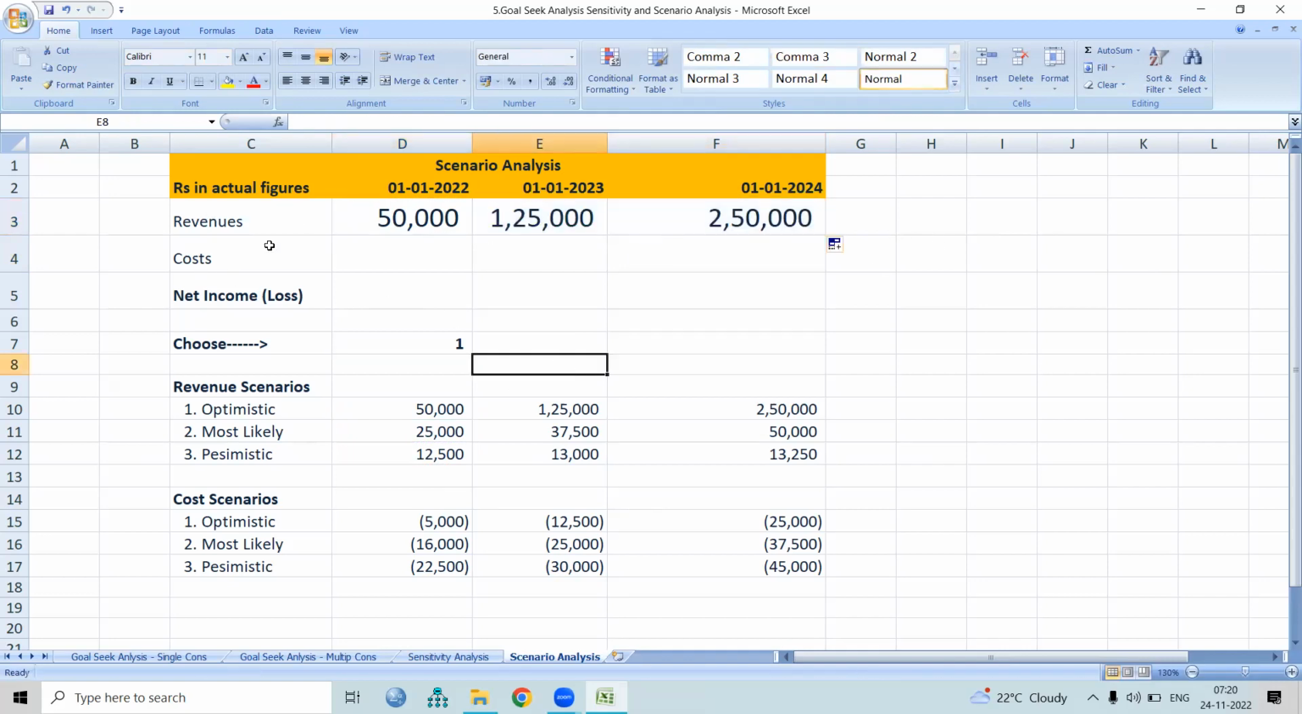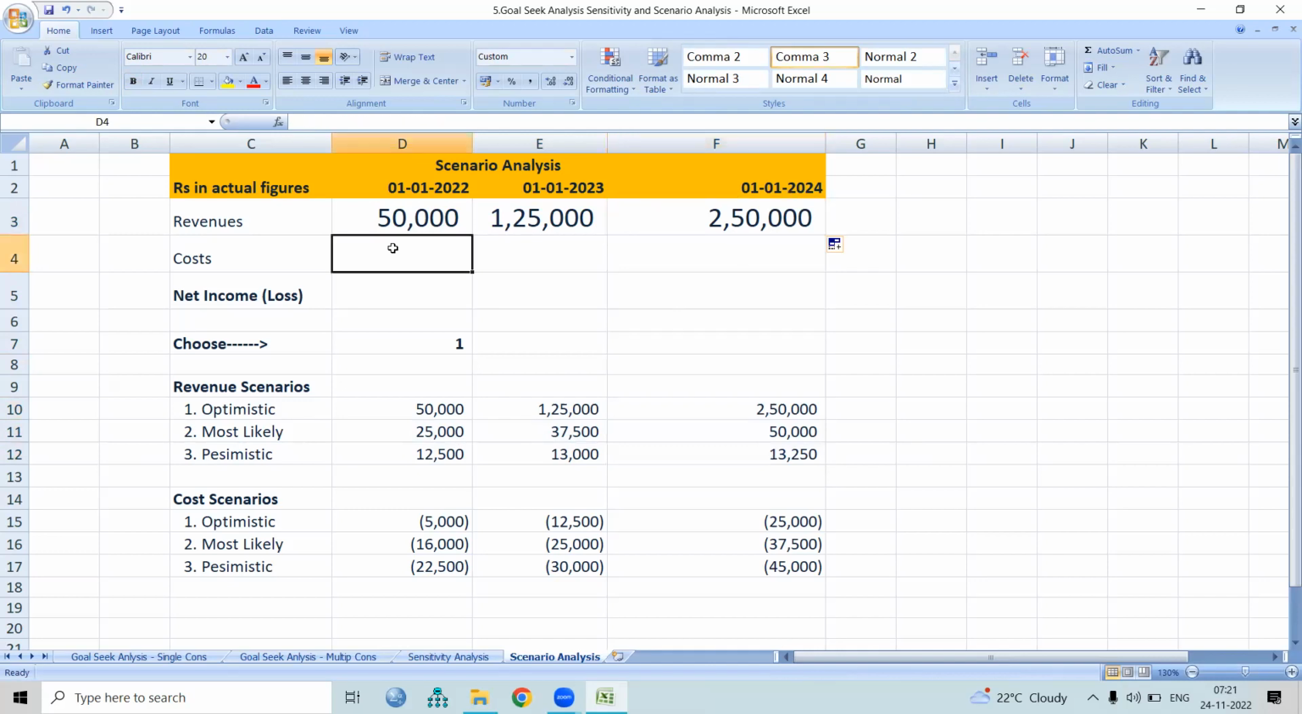So we got the revenue value under the optimistic case. What is it? Situation one. Situation one, let's consider as optimistic. When the business faces an optimistic situation, how much is the revenue generated by the company? 50,000. That's the maximum value in the first year. And then 1,25,000 maximum value in the second year. And in the third year, maximum value is 2,50,000.